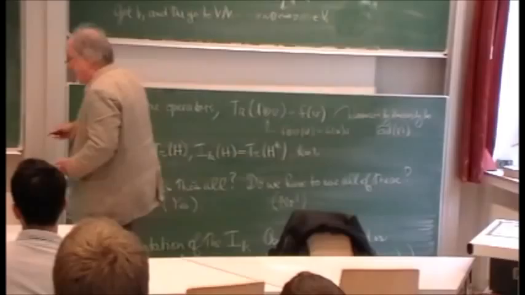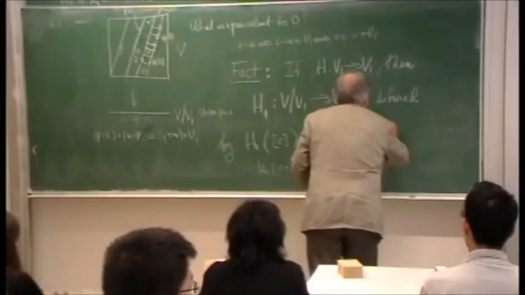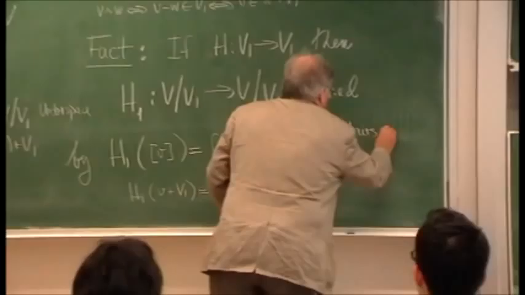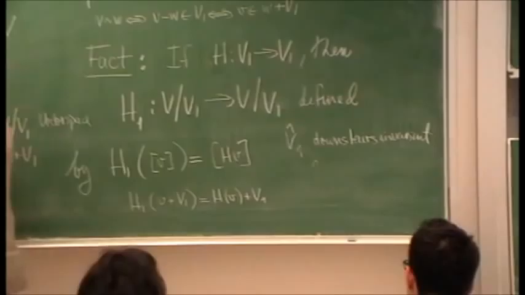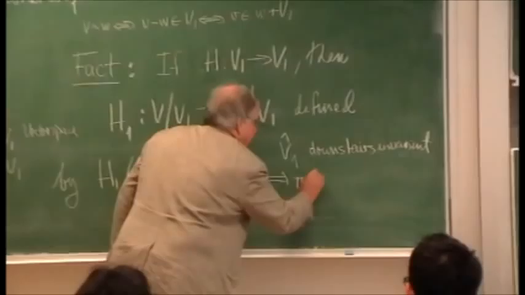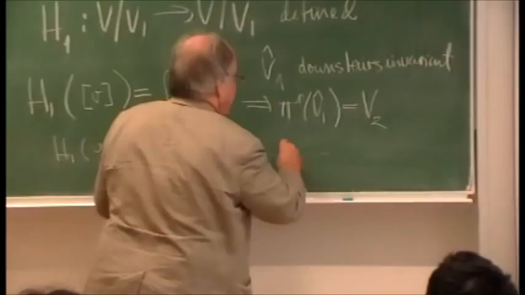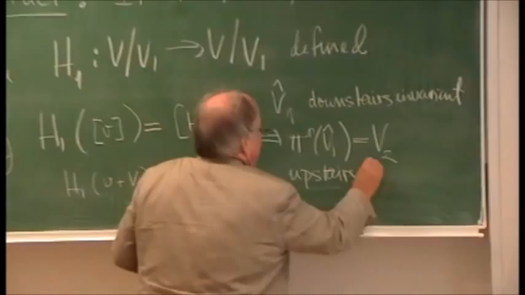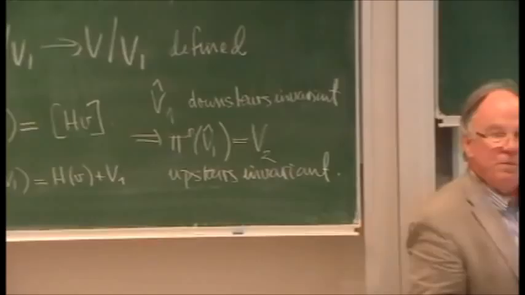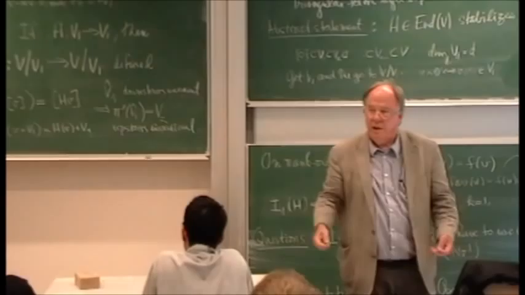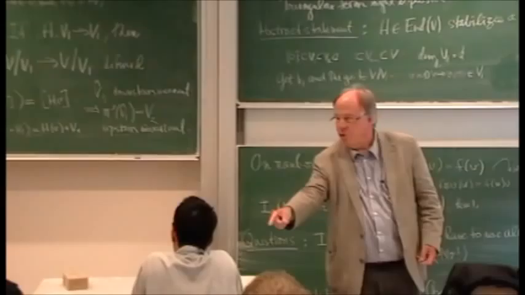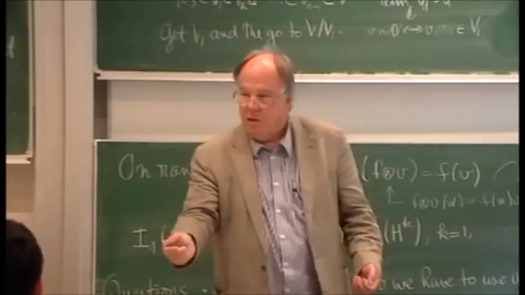So if you have something downstairs invariant, so V1 half downstairs invariant, let's call this mapping pi, it means that you pull it back, you get a two-dimensional subspace, which is upstairs invariant. Okay. Because upstairs is one-dimensional bigger. Okay? You need to write that down as a homework exercise. But that's the idea. It'd be good for you to write that down, I think. Yeah, it's a good exercise.